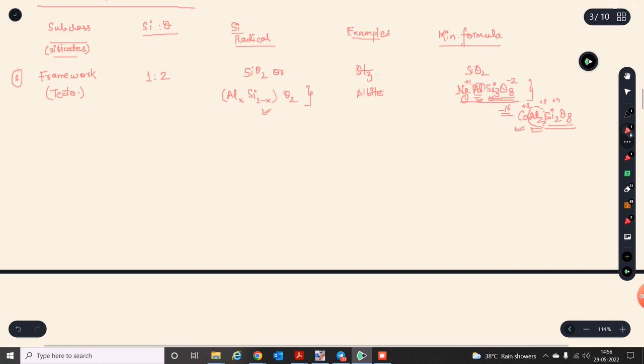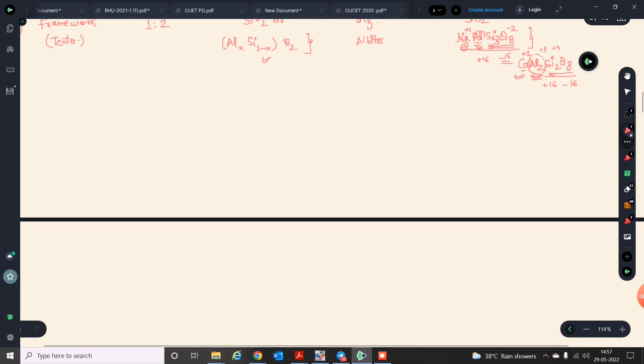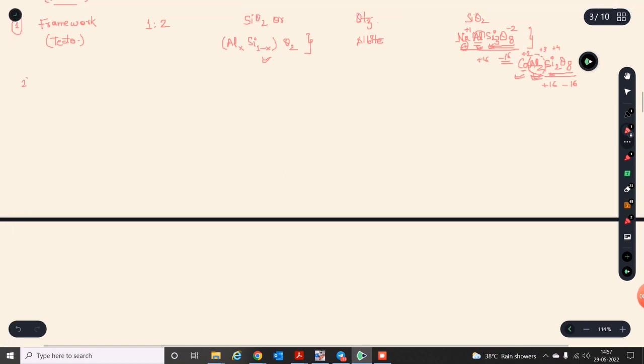CaAl2Si2O8. Ca, Al and Si are cations, O is anion. So just balance out the formula. Here again it is -16. So to have +16, we need one more Al here and one less Si. And to have +16 in this case, because here Na is present instead of Ca, we have one less Al and one more Si. So I hope this point is clear. This is not that typical, but still I mentioned it because this is a vital difference between the albite and anorthite chemical formulas. Then we have sheet silicates.